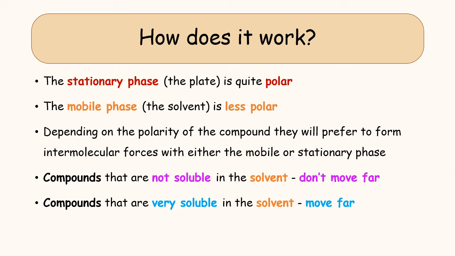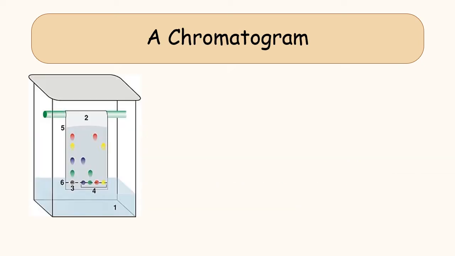Those bottom two lines are better to remember than thinking about polar, non-polar, because thin layer chromatography can be done the other way around, where the stationary phase is non-polar and the mobile phase is polar. The most important thing to remember is that if your compound dissolves in your solvent, it will move far. If your compound doesn't dissolve well in your solvent, it will stay near the bottom.